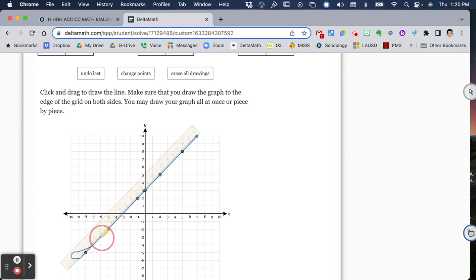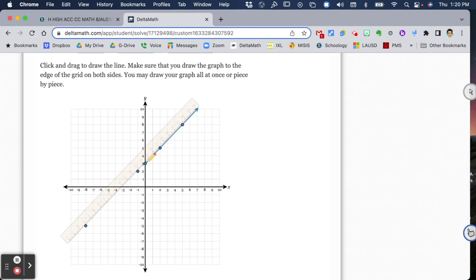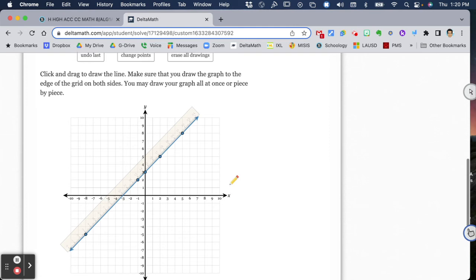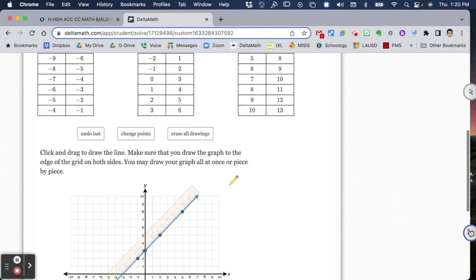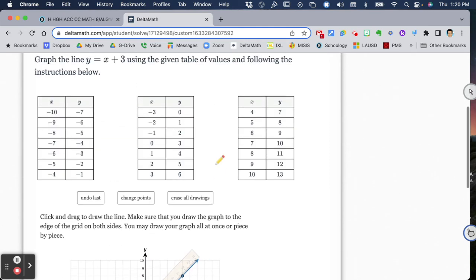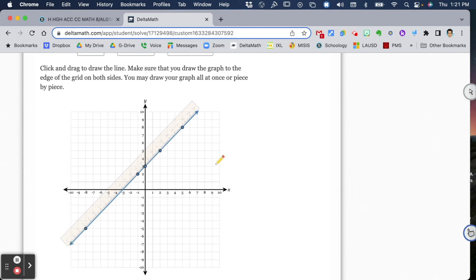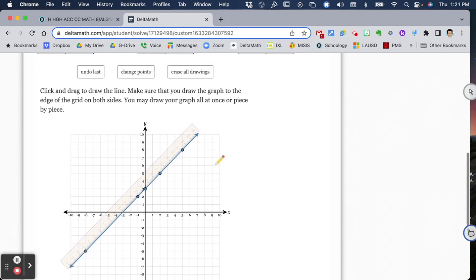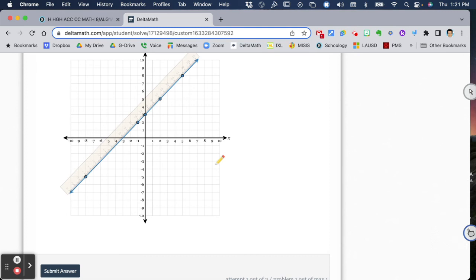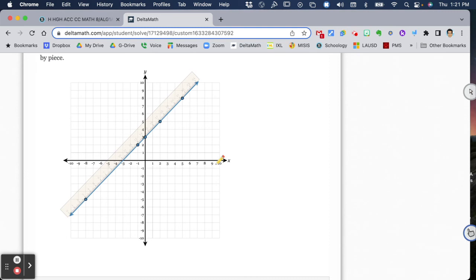Oops. Don't do what I did. Let me try again. Ta-da! So what we have, this is the graph of this linear function, y equals x plus 3. Okay? So I'll give you a moment.